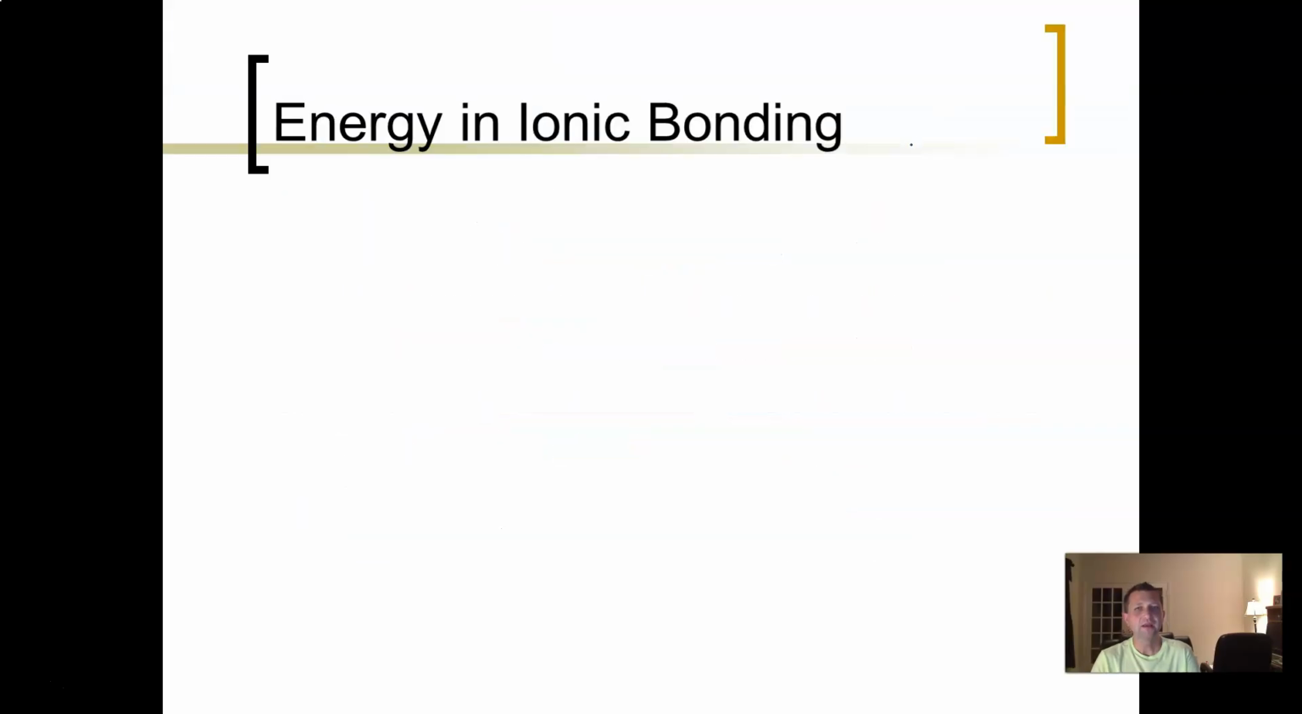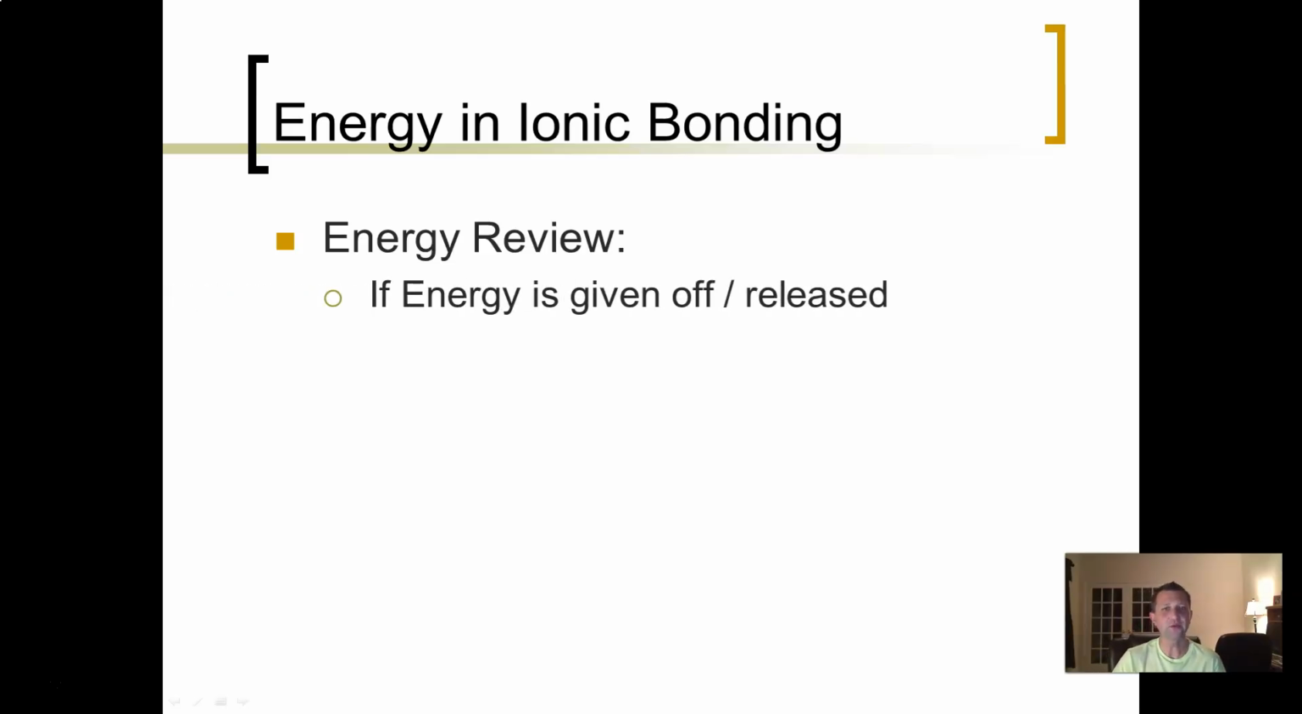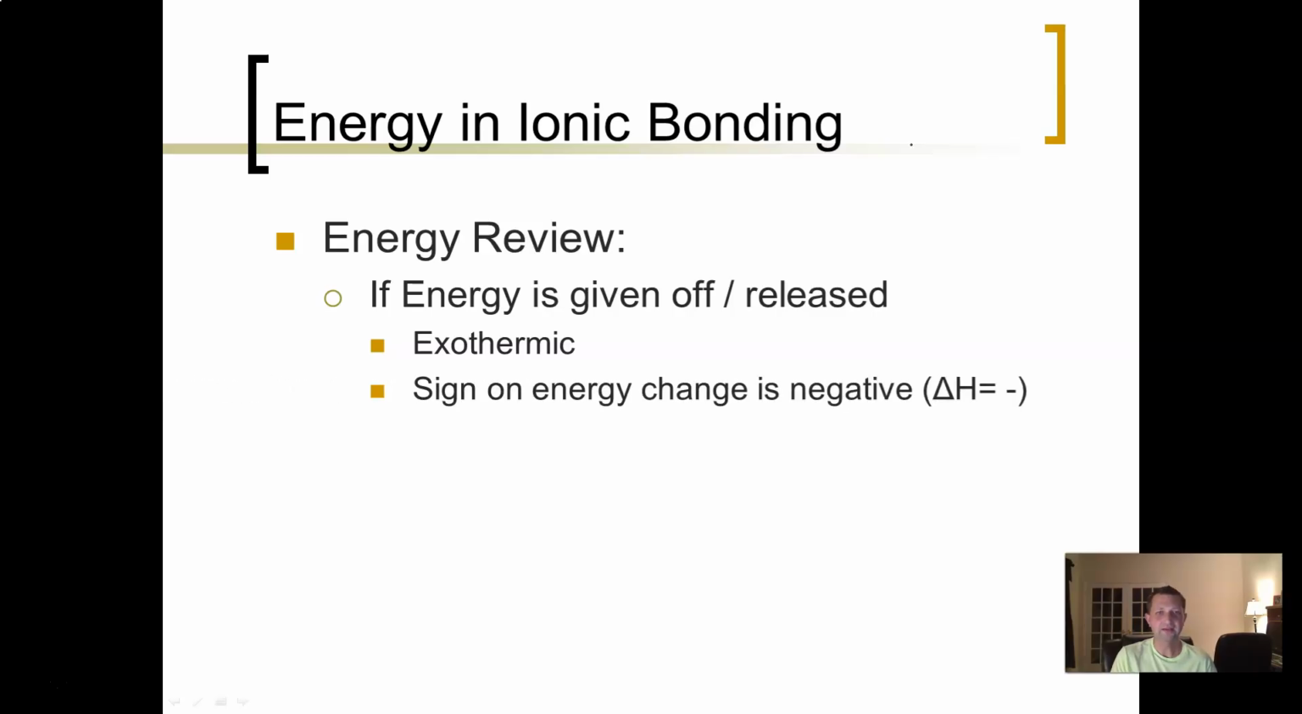All right. Before we get into the Born Haber cycle, one last thing. Quick review on energy. If you forget this from Chem 1, this is going to be a disaster. So if energy is given off or released, what does that mean? Where is that energy term going to be written? That's an exothermic process, and the sign on the energy change is negative. So your delta H or your delta E is negative.